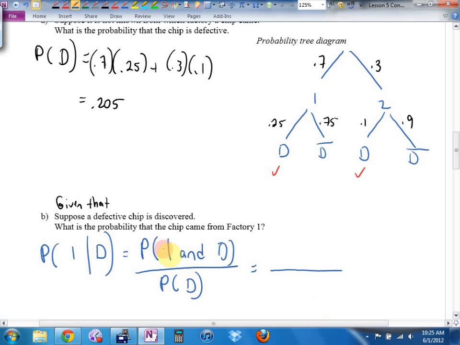Emily, which branch has both and? What times what? Did you say 0.7 times 0.25?